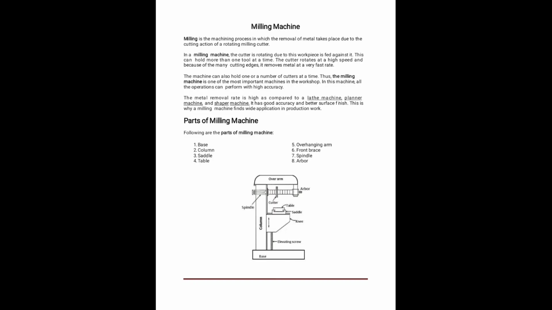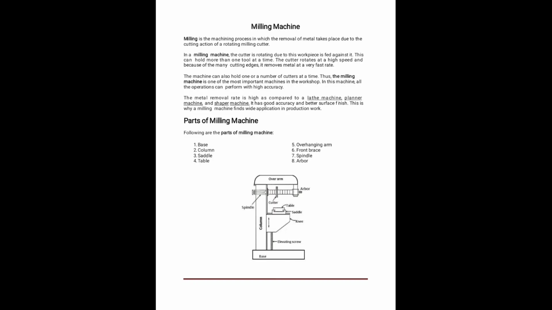The cutter rotates at high speed, and because of the many cutting edges, it removes metal at a very fast rate. The machine can also hold one or a number of cutters at a time. Thus, the milling machine is one of the most important machines in the workshop. In this machine, all operations can be performed with high accuracy.